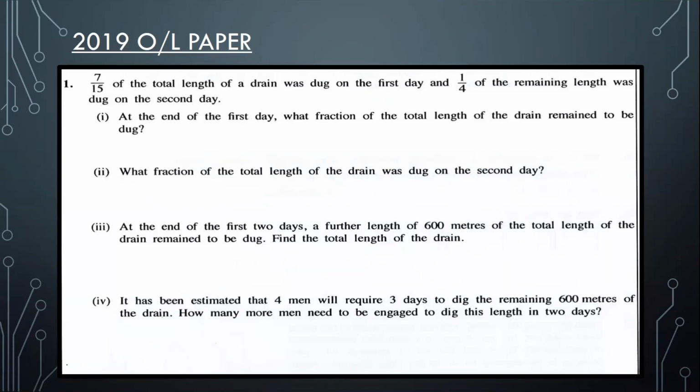Okay, so 7 over 15 of the total length of a drain was dug on the first day, and 1 over 4 of the remaining length was dug on the second day. So if we divide into branches, on the first day 7 over 15 was already done, and from the remainder, 1 over 4 was done on the second day. So you have to divide the branches again. So 1 over 4 is done on the second day. Okay.